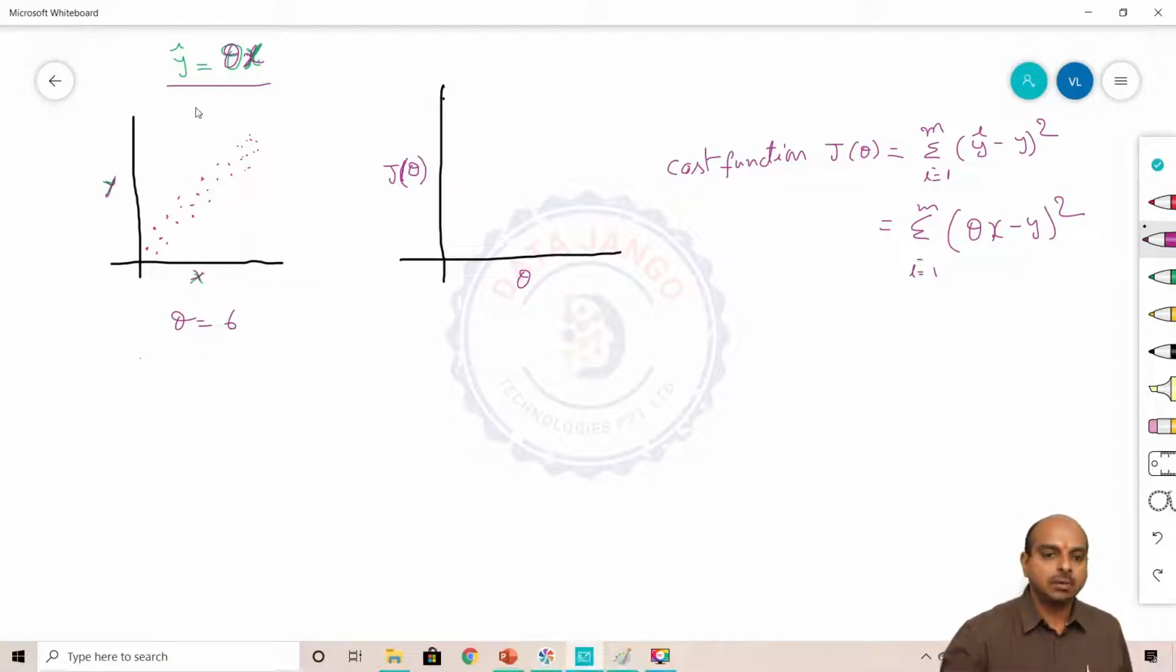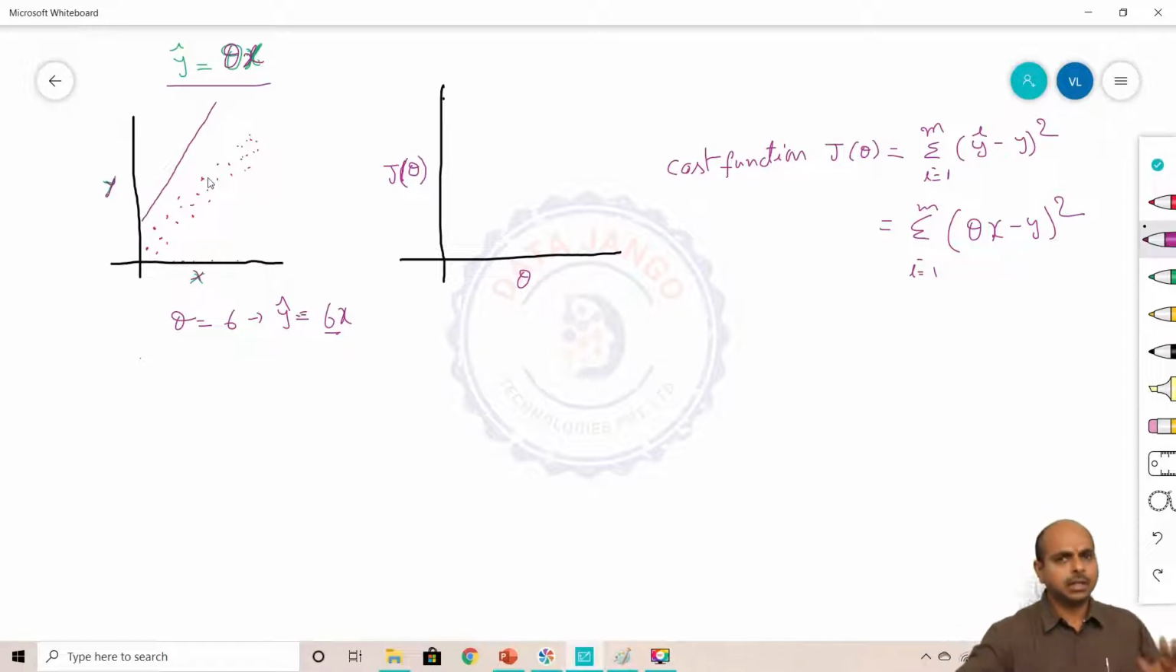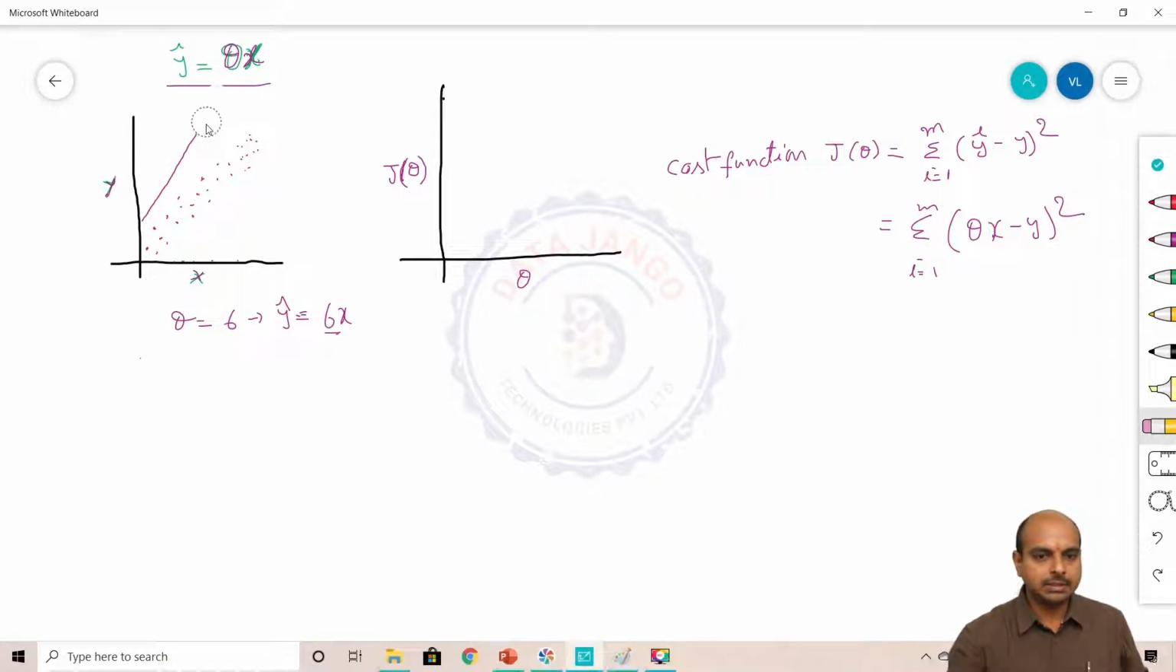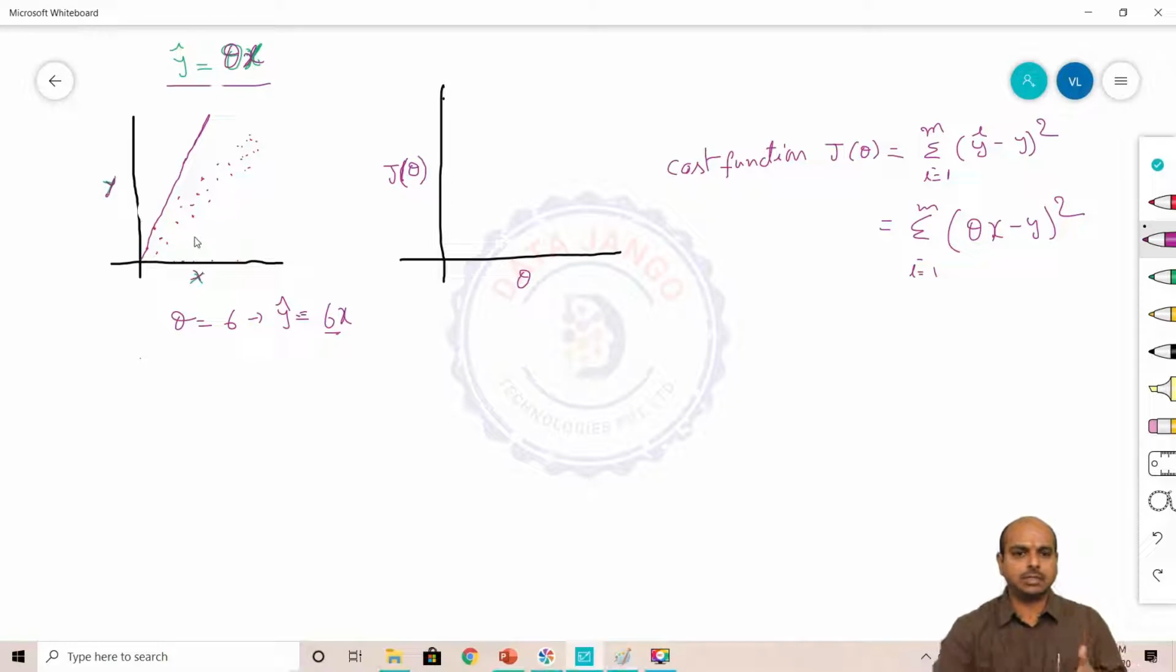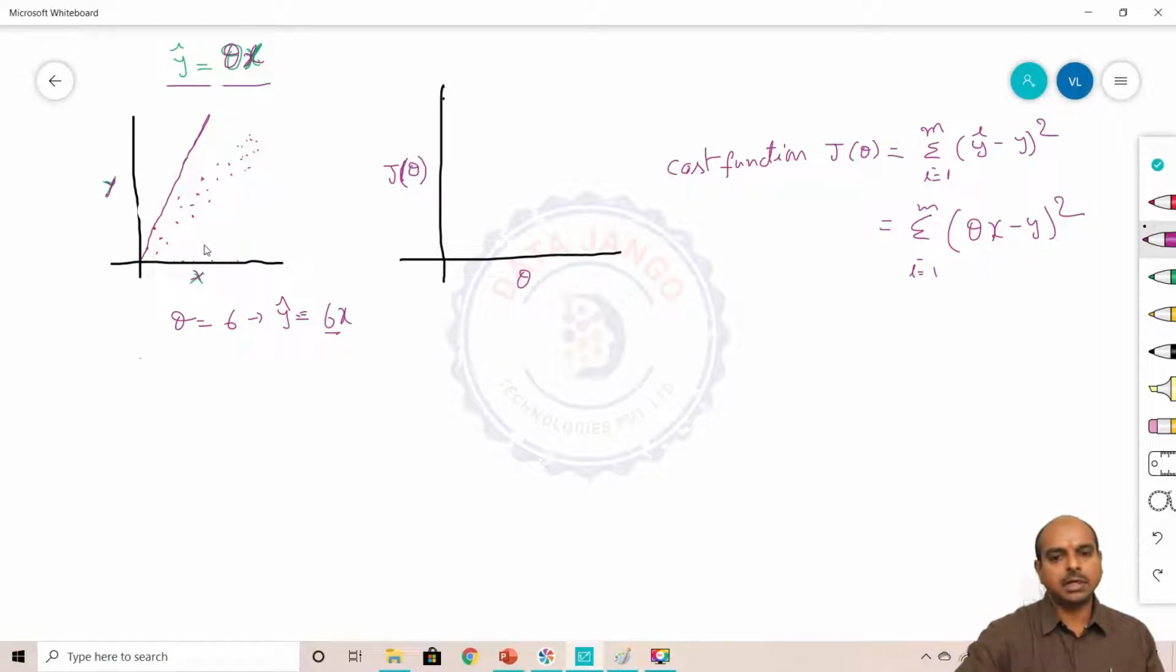So what is the y cap formula? Y cap is equal to 6x. If you substitute all your x's into the 6x formula, you may get a line like that. It should go through the origin, so let me correct this. The line will go like that, 6x. Depending on x, it goes like that.